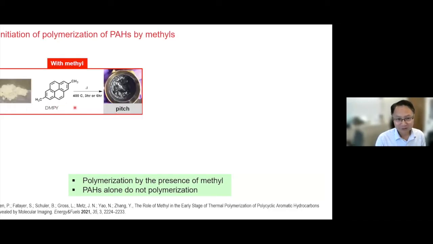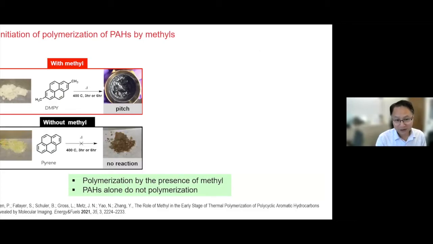So this is the model compound we designed, dimethylpyrene. You can see that under the same conditions, we form a black pitch material. Pyrene itself, however, does not form a pitch material. You can see the color change, but as a chemist, I know that you cannot tell by color, because from GC and other analysis, the product is even purer than the starting material, 99% pyrene. So please trust me, there's no reaction in this case.